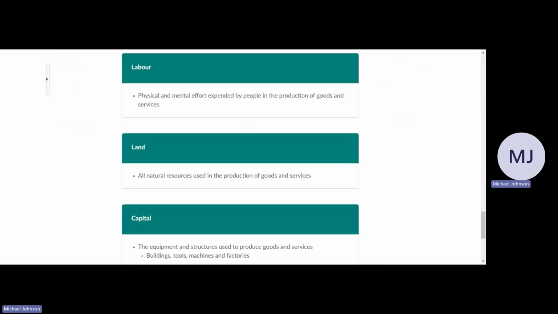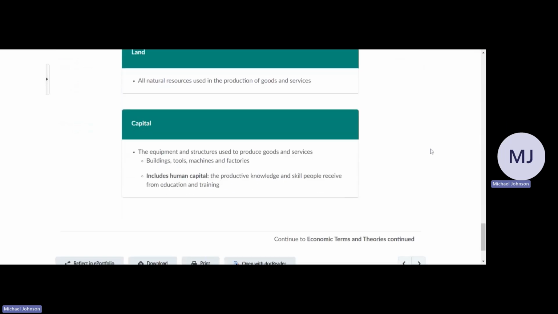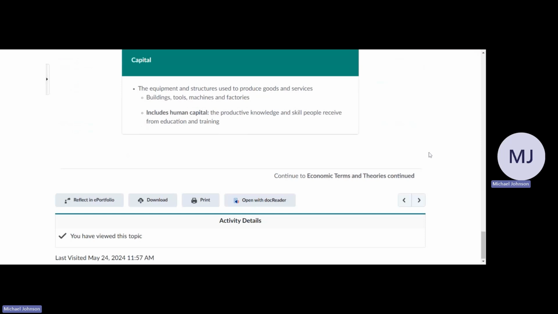Labor is the physical and mental effort expended by people in the production of goods and services. Land is all natural resources used in the production of goods and services. Capital is the equipment and structures used to produce goods and services: buildings, tools, machines, and factories. It includes human capital, the productive knowledge and skill people receive from education and training.